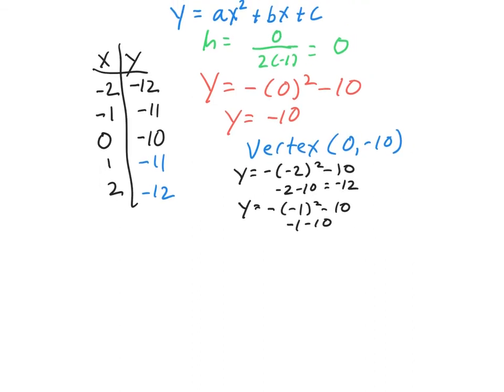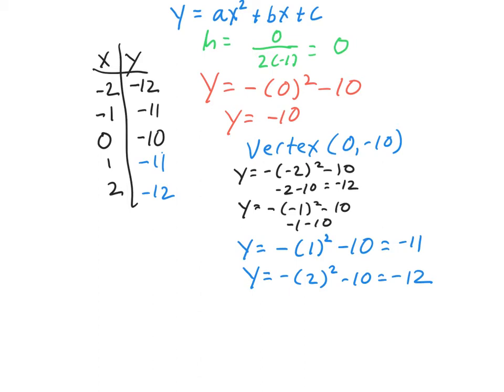And I'm going to do y is equal to negative 1 squared minus 10. 1 squared is 1, but then it becomes a negative, so it's negative 1 minus 10 is negative 11. And then if we do the same thing for the 2, we'll get negative 12.